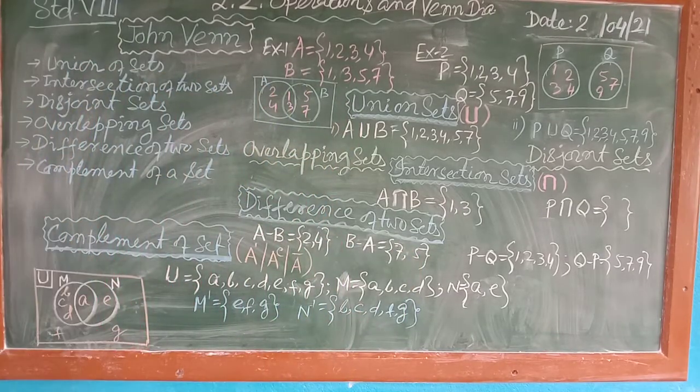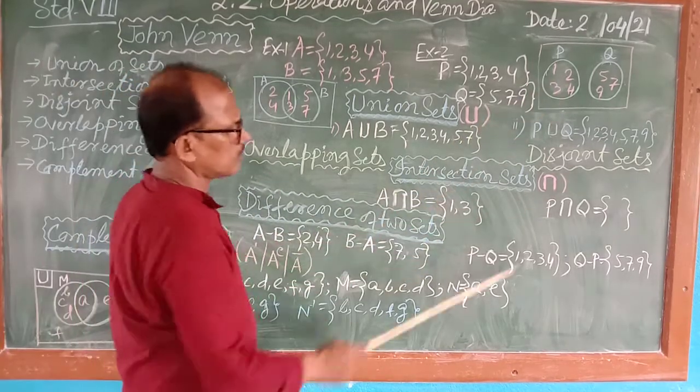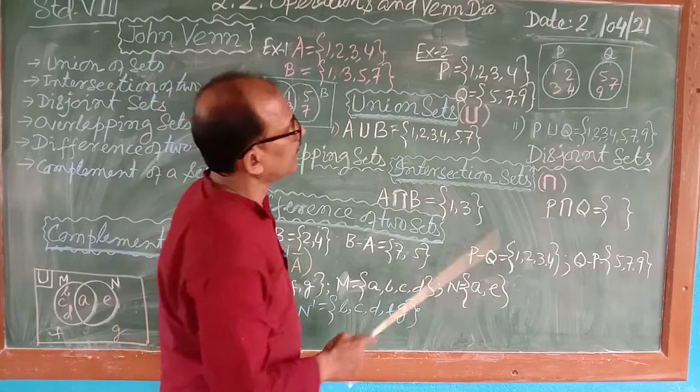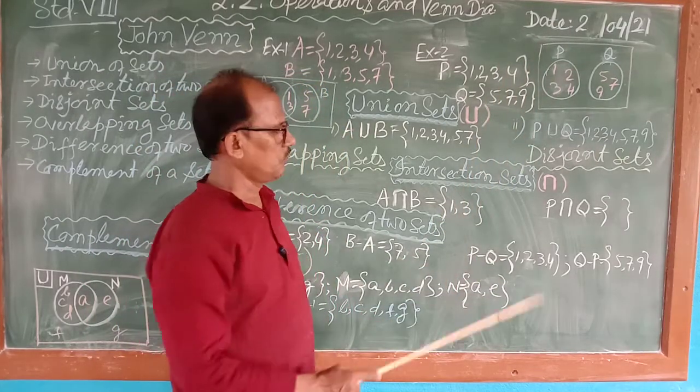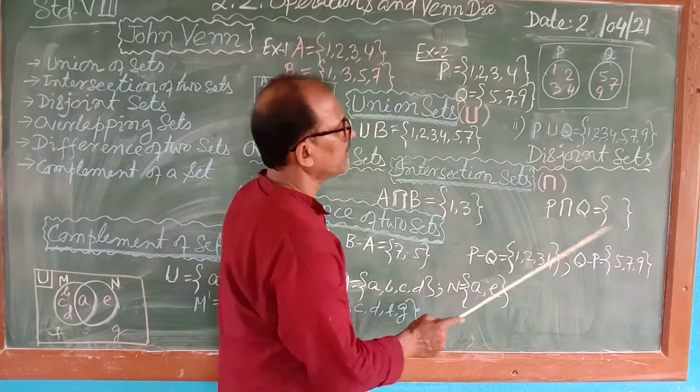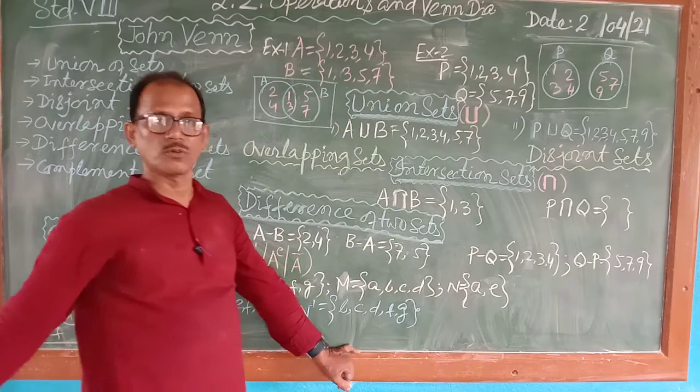Understood? Now I will go to another difference. You have understood, I think so. In this case, the difference P minus Q will be the elements present in P which are not present in Q, so the P set itself. And Q minus P will be what? The Q set itself. Do you understand me?